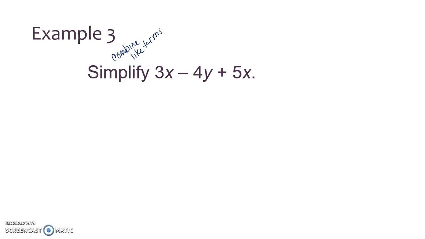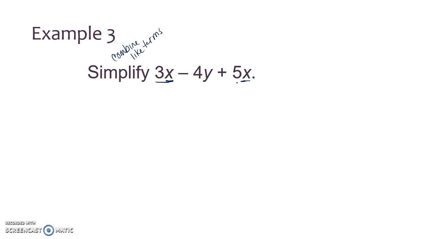This is where it might be helpful for you to color code things. You can use an underlining system. That would be fine either way. So first of all, we just need to identify, do we have any like terms? So we have 3x minus 4y plus 5x. So here we have an x, and here we have an x. So I would use an underline like this.